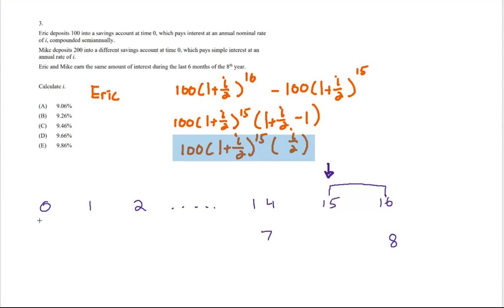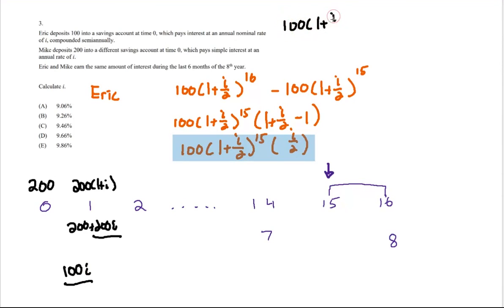And Mike is really easy because Mike just deposits 200, okay? And at time period 1, he's going to have 200 times 1 plus I because it's simple interest, right? So then he has 200 plus 200I. So you can clearly see that he earns this much in 1 year. So in half a year, he earns 100I, okay? That's great. So we can just set the highlighted expression equal to 100I. So 100 times 1 plus I over 2 to the 15th times I over 2 equals 100I.